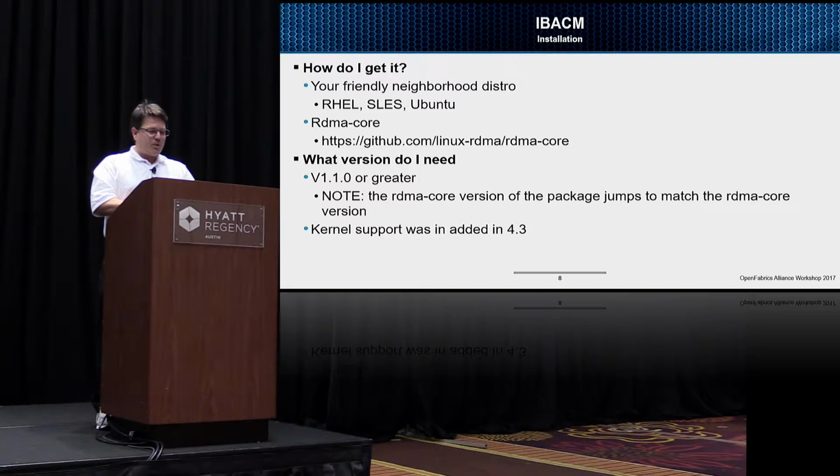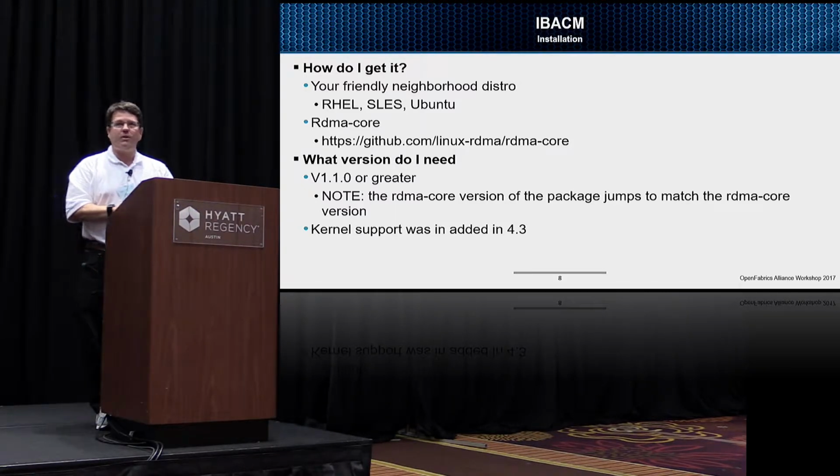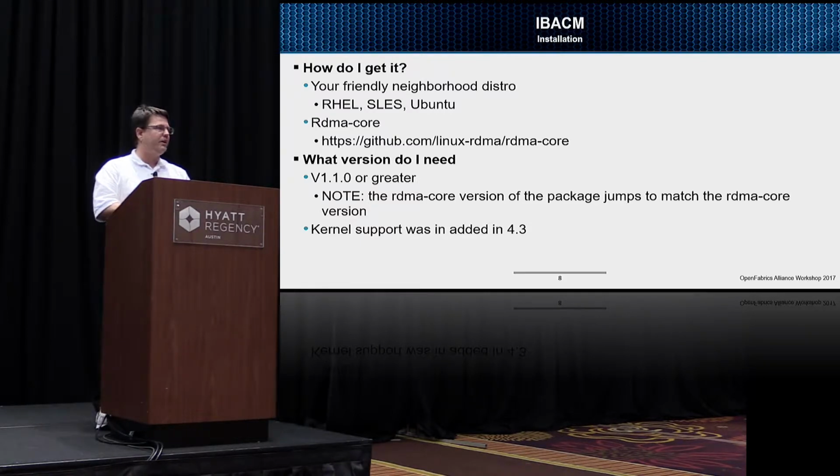The version that supports plugins is version 1.1.0 or greater, but as Jason mentioned, the rdma-core has shifted over, so the initial release of rdma-core 12 included the plugin support that you need. So the plugins have been there to start. As we ramp up the other SA attributes through netlink, obviously new versions will be needed for that. The kernel support for netlink was added in 4.3.